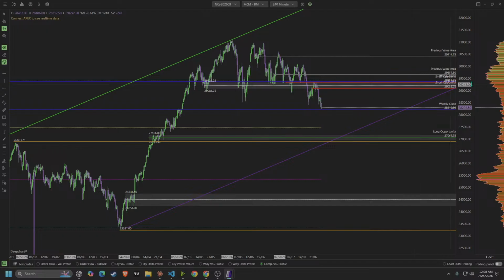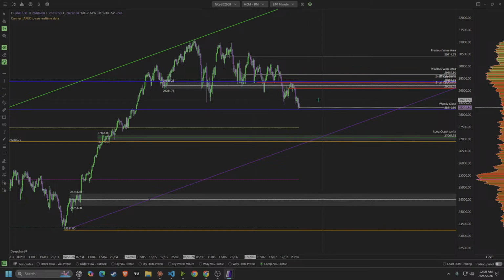So we have a short opportunity at the value area high of the 6-month profile. This is a very strong short. We're already there, right? But we're probably going to tap back in. We don't have to, though. It could just go, right? It doesn't have to come back here at all.